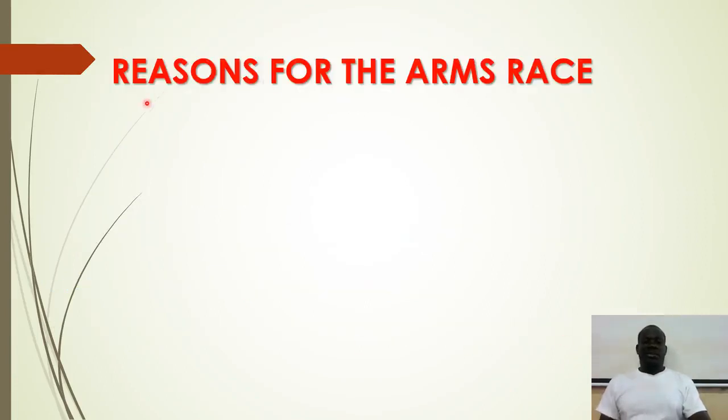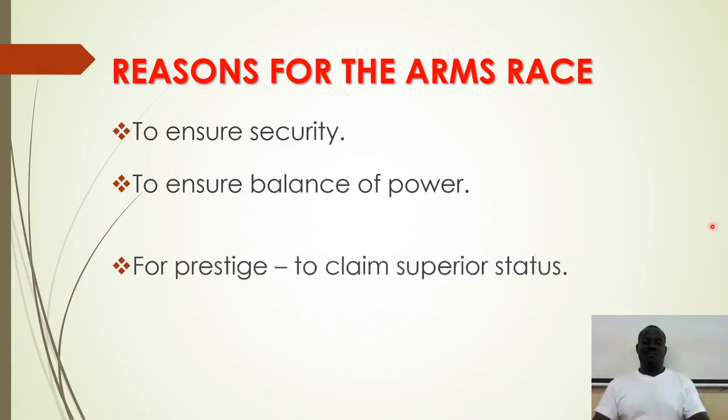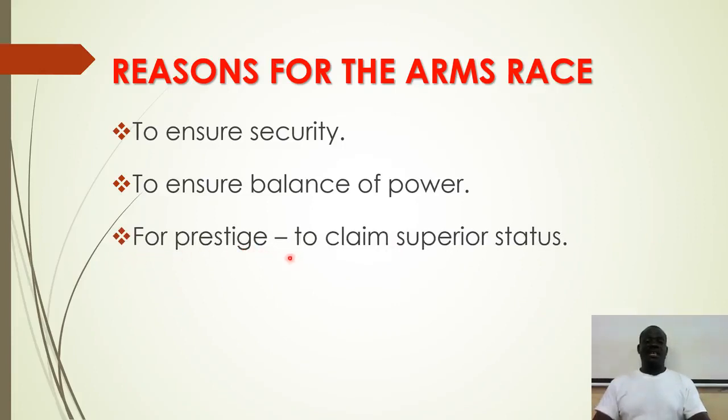Why did these European countries compete, or why was there the arms race? Number one was to ensure security. The arms race was there to ensure security, and also to balance power. That is to say, not only one country should dominate or be seen as a powerful country. They were competing to build those arms, and also for prestige, to be seen as superior, to be seen as powerful, to gain the superior status.